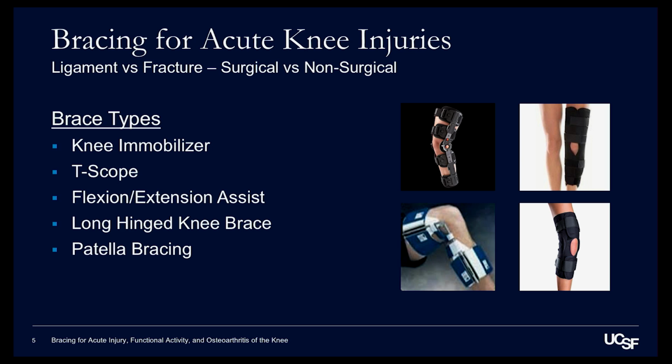So for acute injuries, you're going to have ligamentous type injuries, fractures, and then surgical and non-surgical. The way I'm going to break this up for you in the acute phase is I'm going to go down different braces and talk about some different pathologies and why we would brace this way. It's too much to get into all the different pathologies that we would use for bracing because we use them for a lot. So mainly I'm just going to give you a brace, some ideas of why we use it, and then some contraindications of when you don't use these types of braces. We'll start off with knee immobilizers. We'll go on to T-scopes or telescoping braces. We'll talk about flexion extension assist braces, long hinged knee braces, and then patella bracing.